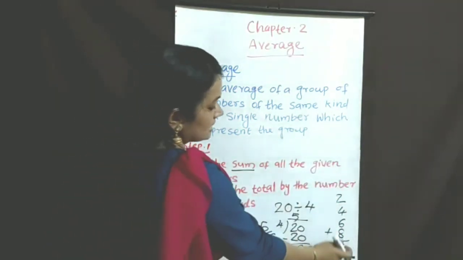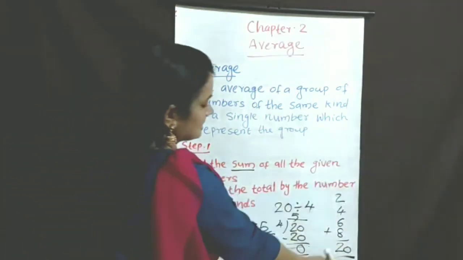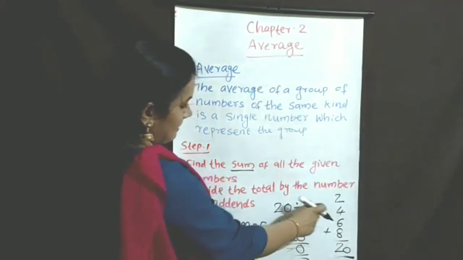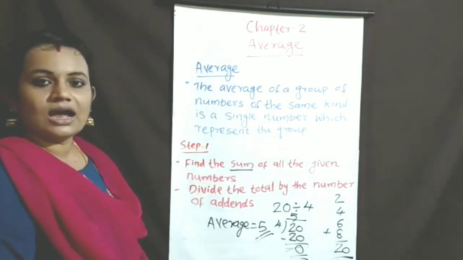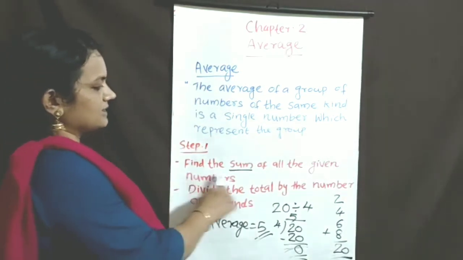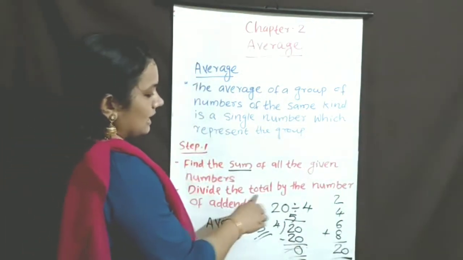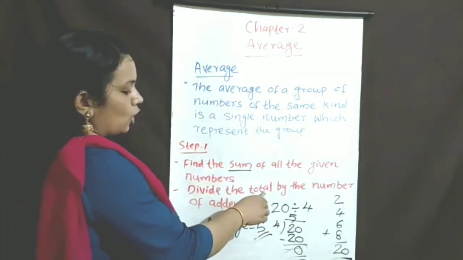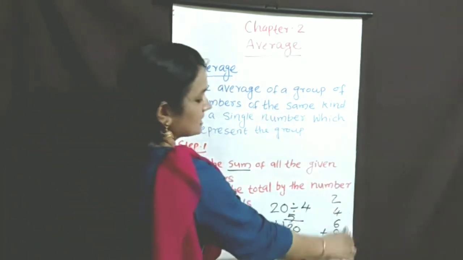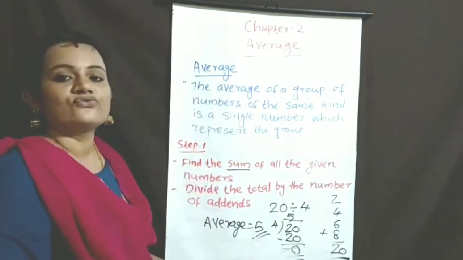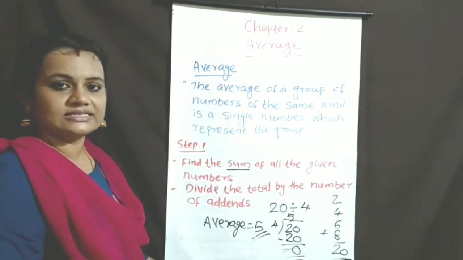First of all, you add these 4 numbers to get 20, then divide by the number of numbers. How many numbers are given? 4 numbers. So 20 divided by 4 gives 5. So the average is 5. Understand how to find the average. First find the sum of all the given numbers. We got 20. Then divide the total by the number of addends. Total means 20. Number of addends means how many numbers are given. So we will get 5. The average is 5. This way you can calculate the average.